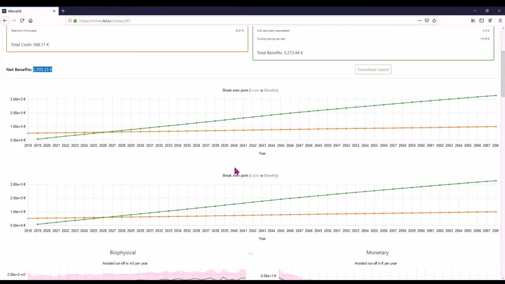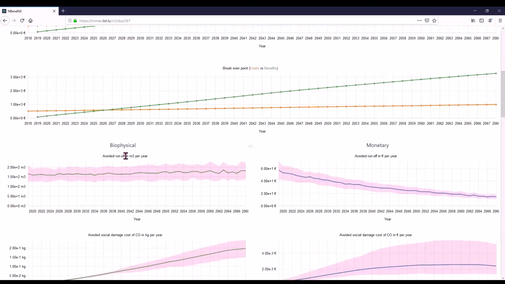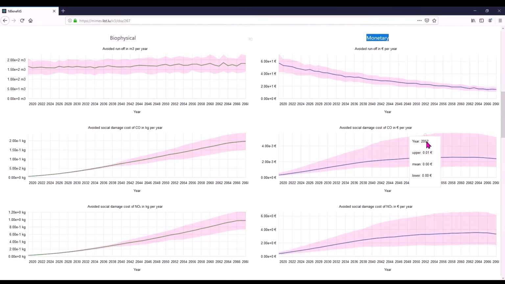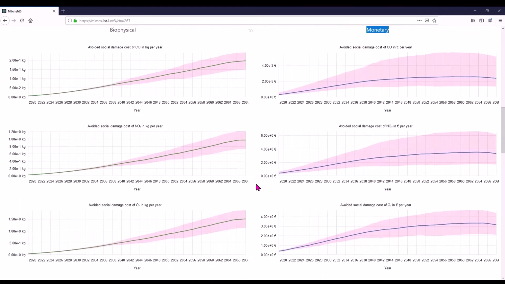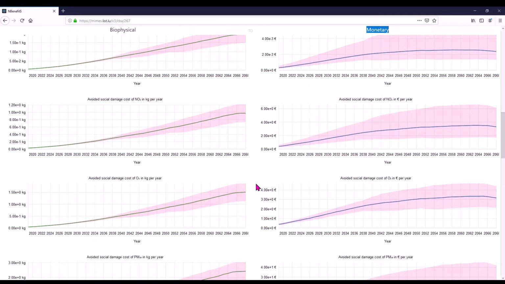The outputs can be further visualized in a graphical format for each ecosystem service contributing to the total benefits, both in terms of environmental and monetary impacts over time, defining the mean value, but also the upper and lower values, thus providing a range of the variability expected in outputs for real nature-based solutions.